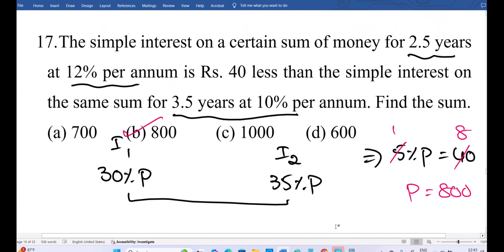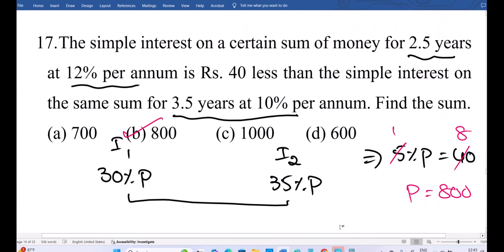Any doubt in this question, please? The approach. We'll share this questions document in your group. The questions document will be shared in the group, no worries. But first, see the focus on how we are approaching.